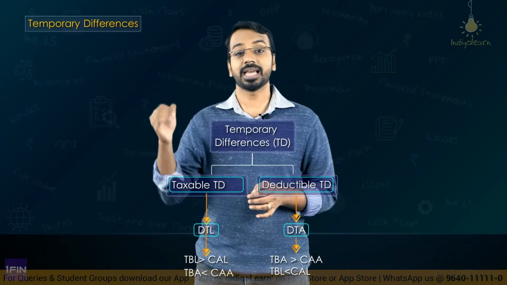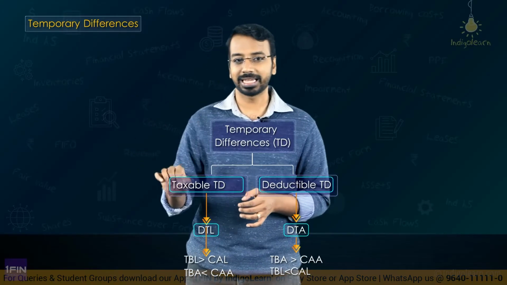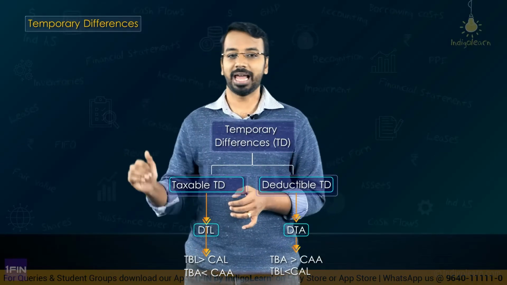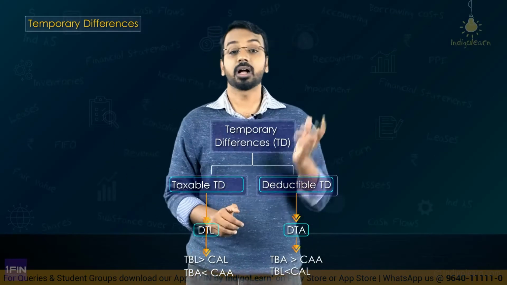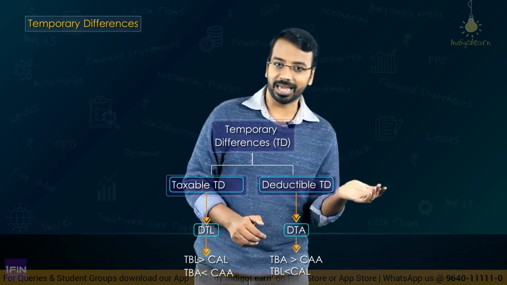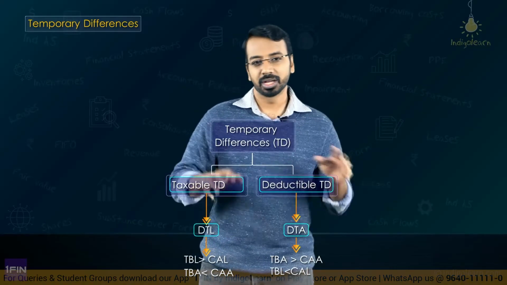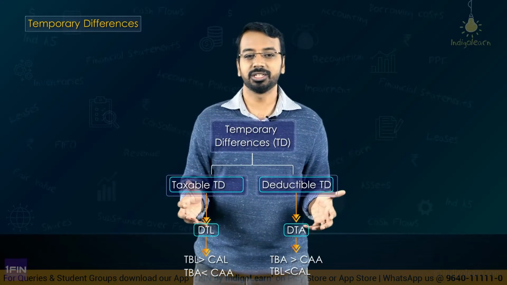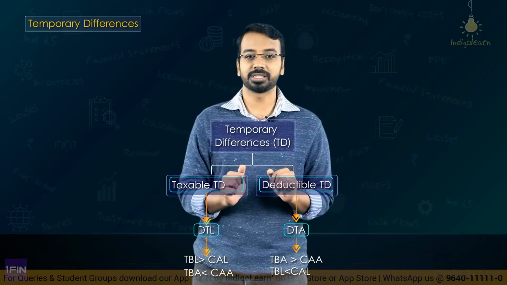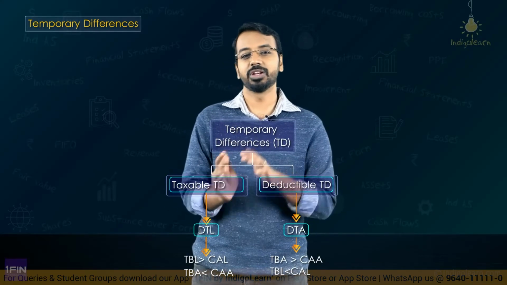Taxable temporary differences arise when the tax base of an asset is less than the carrying amount, or the tax base of a liability is greater than the carrying amount. Coming to deductible temporary difference, if the tax base of an asset is greater than the carrying amount, or if the tax base of a liability is less than the carrying amount. The entire deferred tax discussion is summarized in this particular chart, you can see. And if you remember this, most of the questions that will come in the examination will be easy for you to handle.